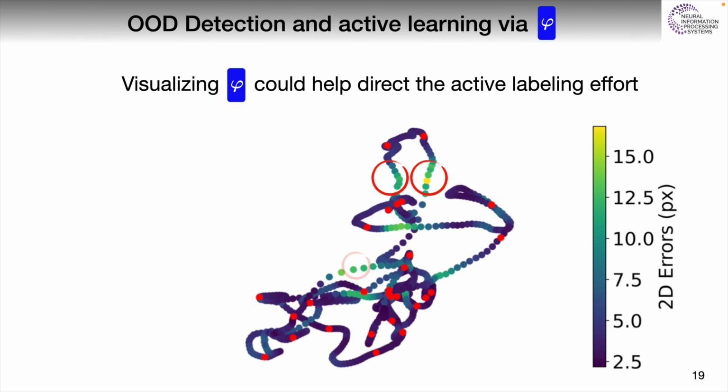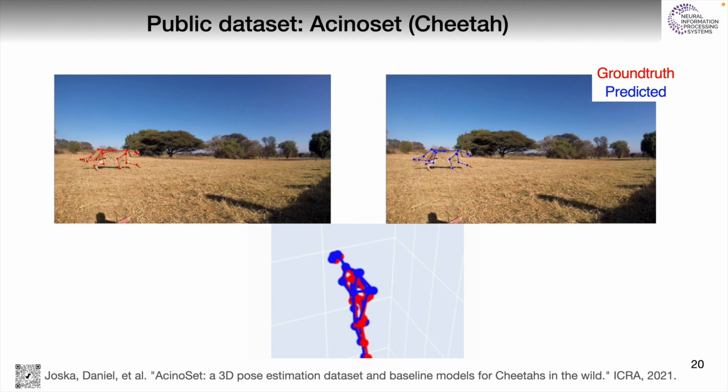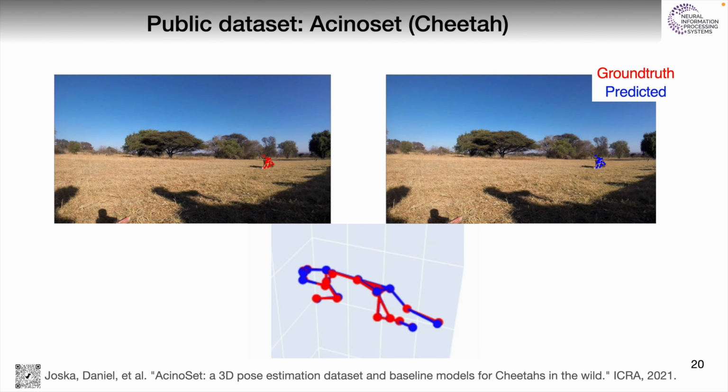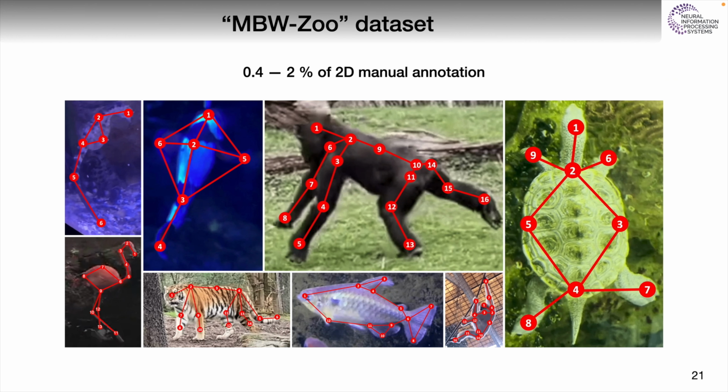If we are left with a contiguous chunk of outlier frames at the end of all iterations of MBW, we can explicitly send them for manual annotation, opening an avenue for cost-efficient active learning. We validate the labeling approach over a publicly available cheetah dataset with ground truth. We also show human dataset results in the paper. We also release a zoo dataset consisting of 2D, 3D landmarks and bounding box labels.